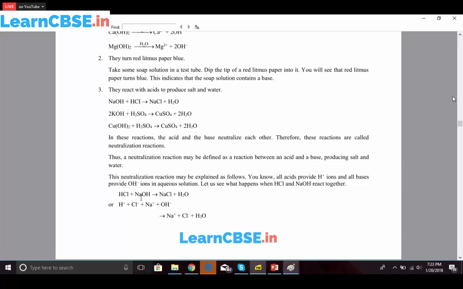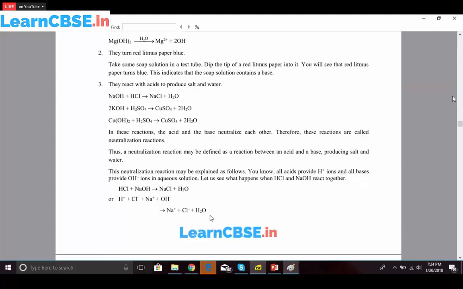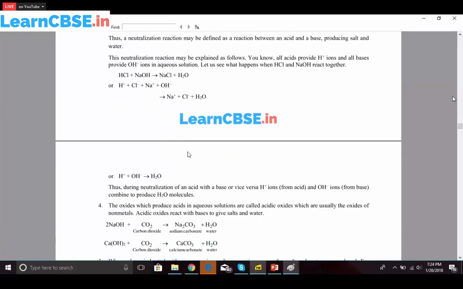So here HCl plus NaOH gives NaCl plus water. So when we dissolve the HCl in water, it splits up into H plus and Cl minus ions. The NaOH, when dissolved in water, splits up into Na plus and OH minus ions. NaCl is the salt, so it splits up into Na plus and Cl minus. The water is a liquid, so it will not dissociate. So we have to keep the H2O as such. So what ions are common? Na plus, Na plus, so we cancel them out. Cl minus we cancel out. So what is left will be H plus plus OH minus, which produces water.